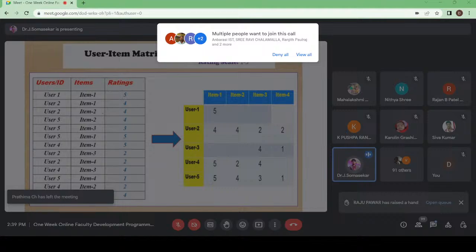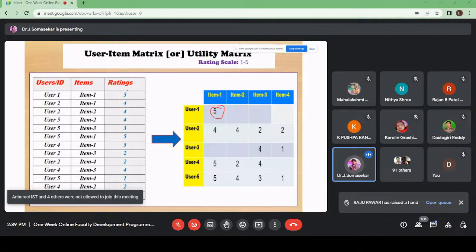Whatever ratings are given by the customers, we have to make them the elements of the utility matrix. As you can see here, how many users do we have? If we take this synthetic data set, we have 5 users, user 1, user 2, user 3, up to user 5. And here I can see 4 items maximum, so the columns are item 1 to item 4. The entries of the matrix are nothing but the rating given by the users to items. User 1 to item 1, rating is 5. And user 1 to other items, there is no rating. Understood, these are nothing but empty.